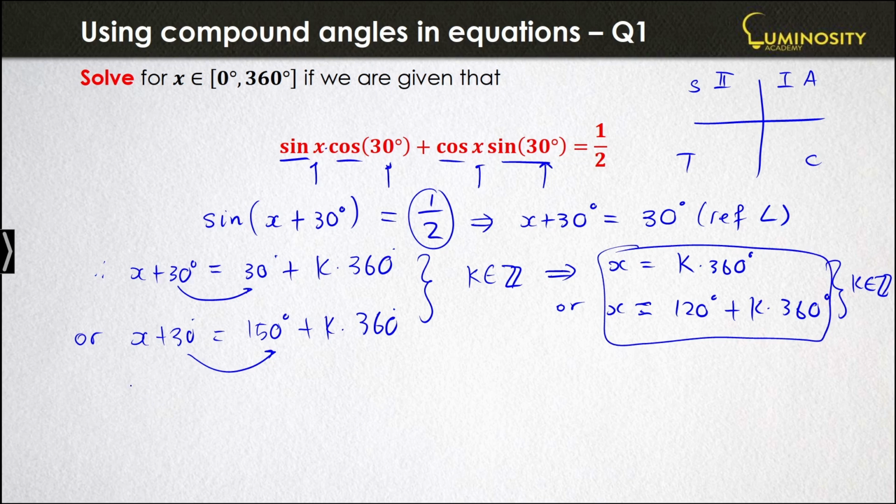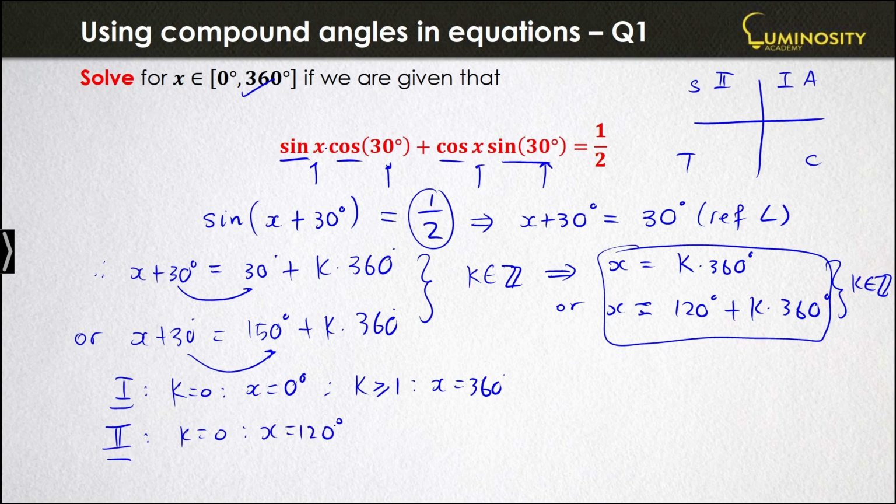So for the first quadrant solutions, if I put k equals 0, I get x equals 0 degrees, which is inside that domain, so it's fine. If I put k greater than or equal to 1, well, at 1, it's going to be 360 degrees, which is fine. But anything bigger than 1, you're going to get 720 and so on, so we can't use those solutions. And then in quadrant 2, if I put k equals 0, I get x equals 120 degrees. All right, and that's fine, it's in that interval.